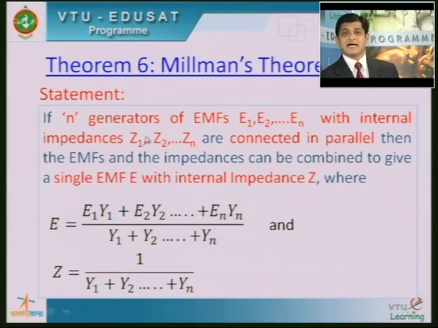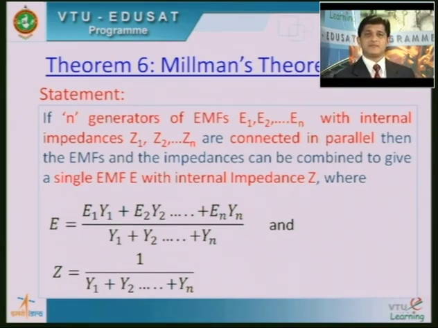Students, try to understand that here we are considering n generators. You can consider them as voltage sources of EMFs E1, E2 up to En, coming with the internal impedances Z1, Z2 up to Zn, and they are all connected in parallel. If such a parallel combination of n generators is there, then that can be replaced by a single EMF E with internal impedance Z, where E and Z are given by these equations. So this is what Millman's theorem is all about.